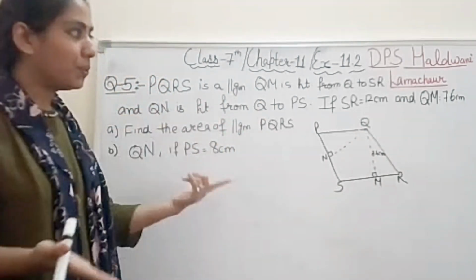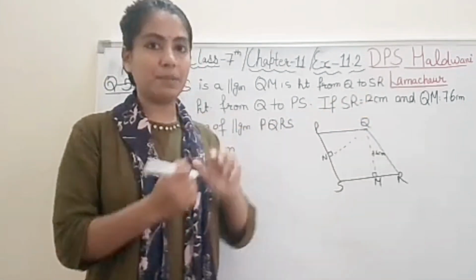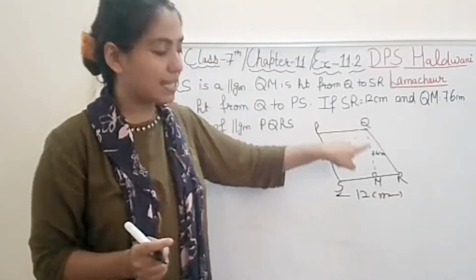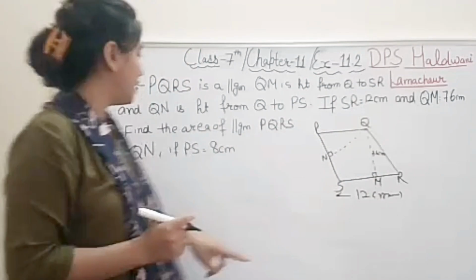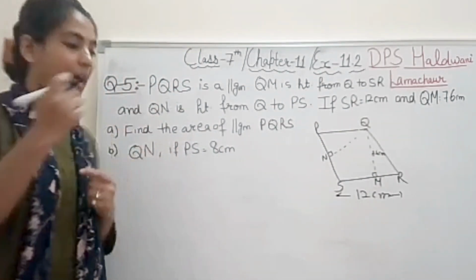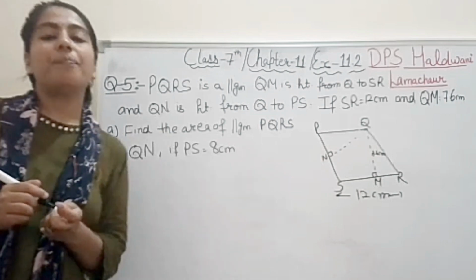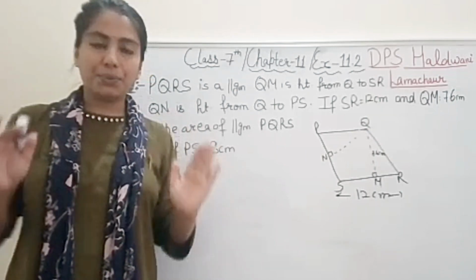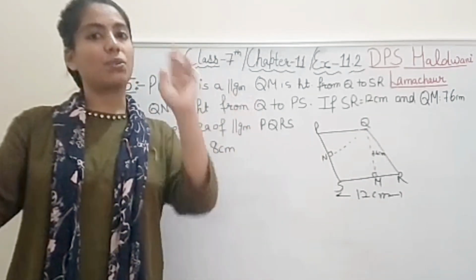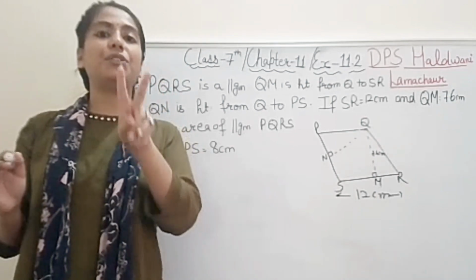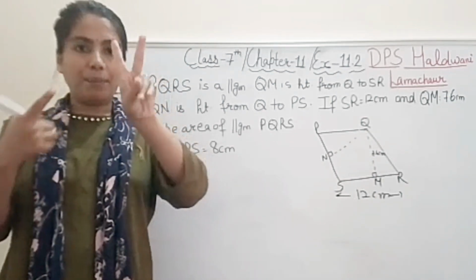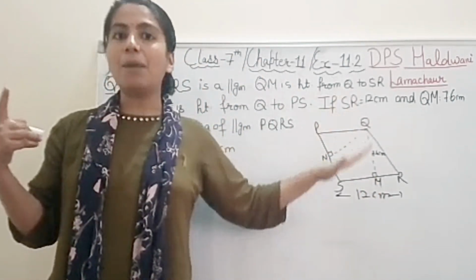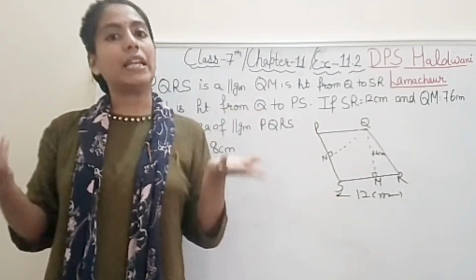Now coming to our next line, if SR is 12 centimeter, it means this base is 12 centimeter, and QM means this height is 7.6 centimeter. Find, A part, the area of the parallelogram. In this parallelogram you have two heights, but it doesn't matter, student. The question is the area of the parallelogram. So for area, you need two things: base into height. Base is given to you as 12 and height is given as 7.6. So with the help of this we can easily find the area of the parallelogram.